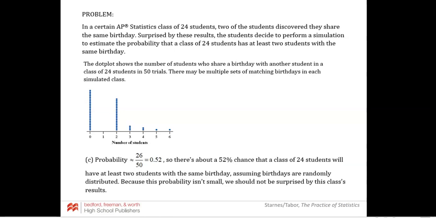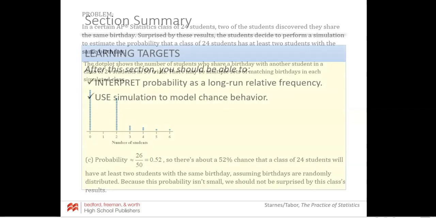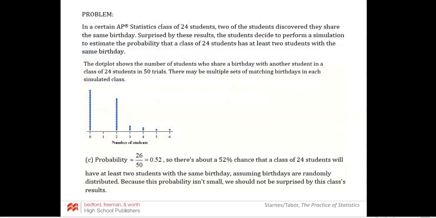of getting results of a class of 24 students that will have at least 2 students with the same birthday, assuming birthdays are randomly distributed. Because this probability isn't small, 52% chance, that's very much within the bounds of that simulation. So in fact, it's all smack dab in the middle. It's pretty close to that. So we are not surprised at all by that result. About 50% of the trials we did came up with that result. So there's nothing unusual about that at all.